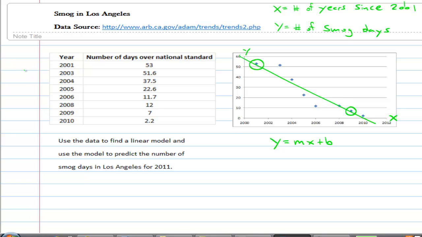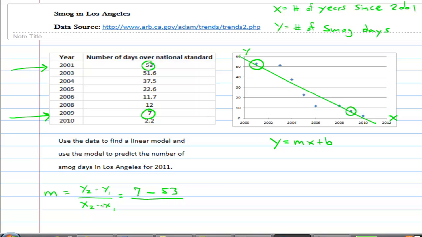So these 2 points correspond to ordered pairs. It corresponds to this one here in 2001, and it corresponds to this one in 2009. We can use those ordered pairs to calculate the slope of our line using the slope formula. So let's recall what the slope formula is. m equals y2 minus y1 over x2 minus x1. y2 means the y coordinate of the second point, and so that's going to be 7. Minus y1, which is the y coordinate of the first point, that's going to be 53.